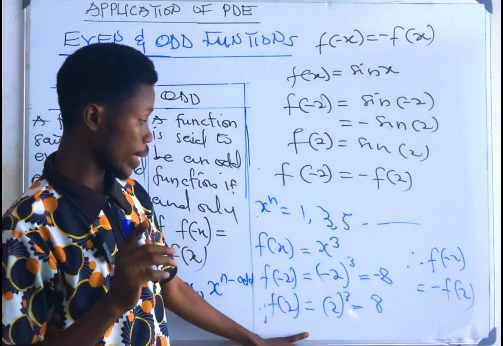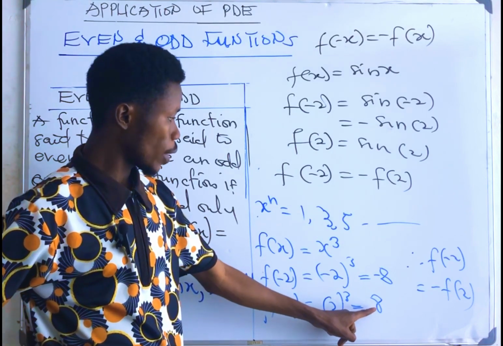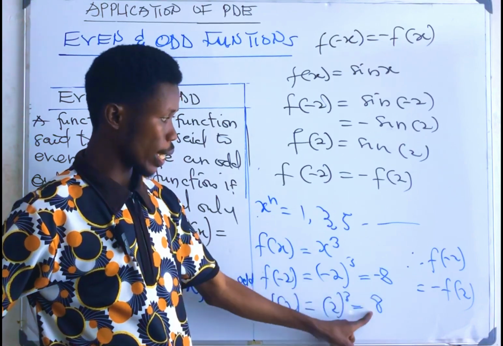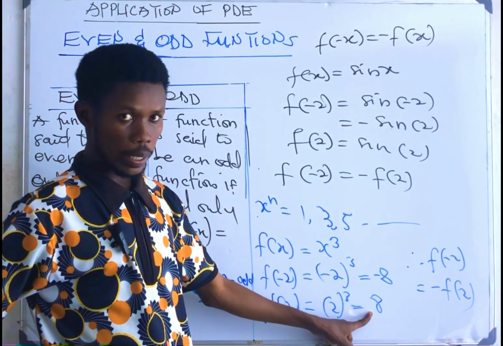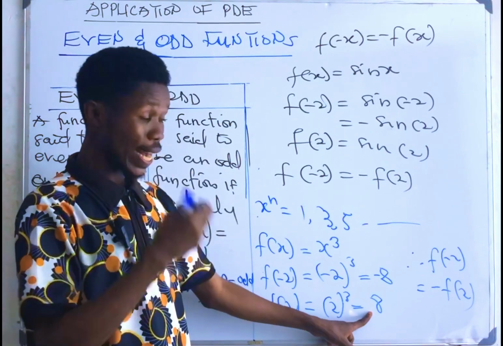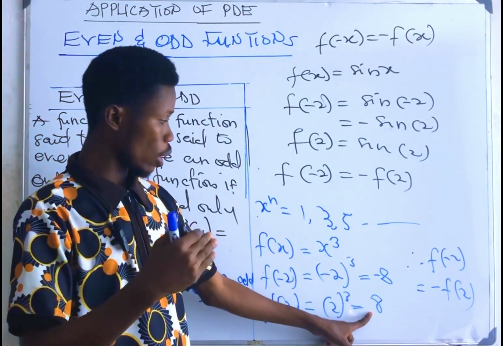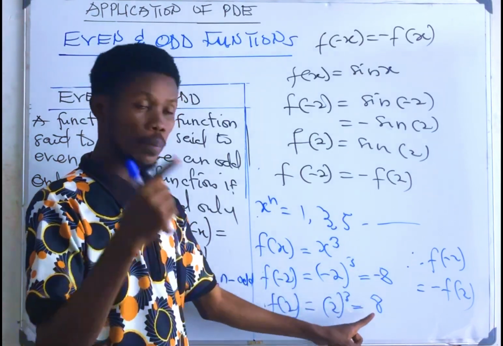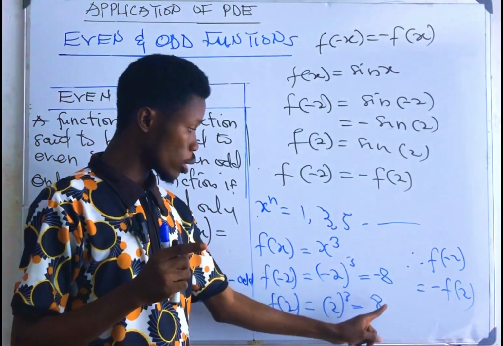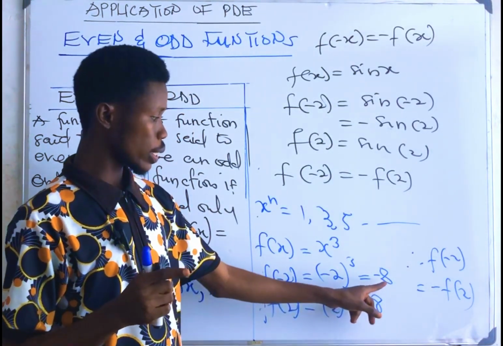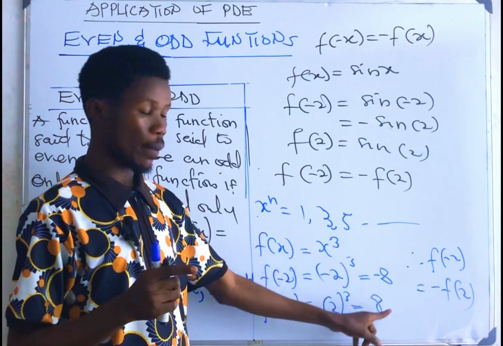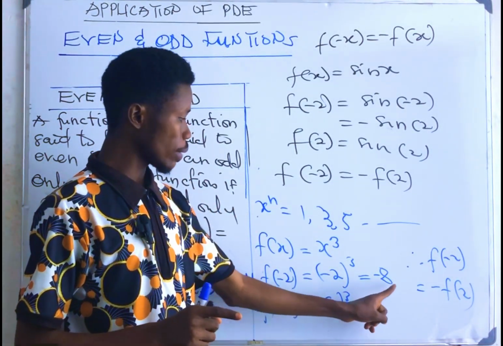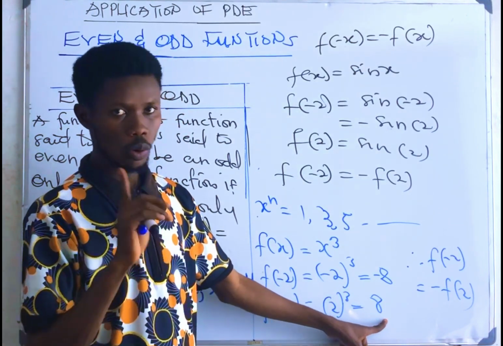So please make sure, as I said, that for the even, the numbers are the same, and the sign, the basic operation sign, that is the minus or the positive, should be the same. But for the odd, it should be what? Opposite to each other. This is negative, this is positive, but the numbers are what? The same. But if here is negative 8, and here is positive 7, then you cannot call it odd.